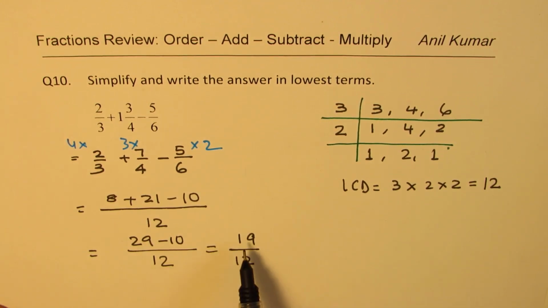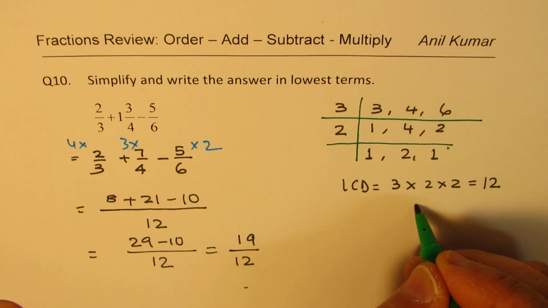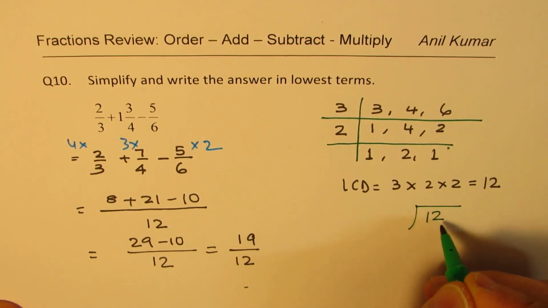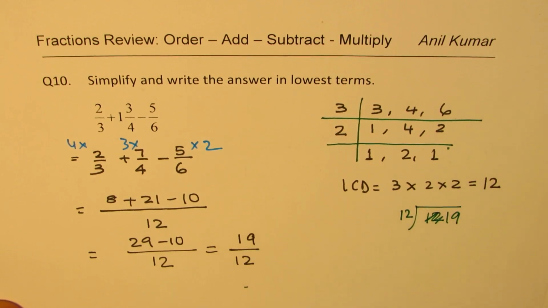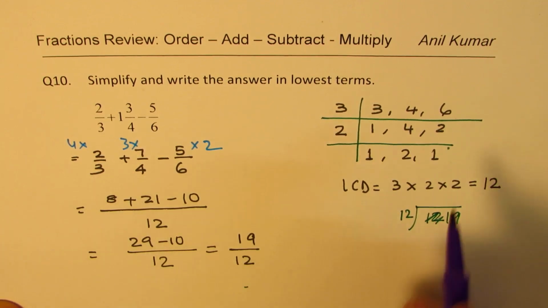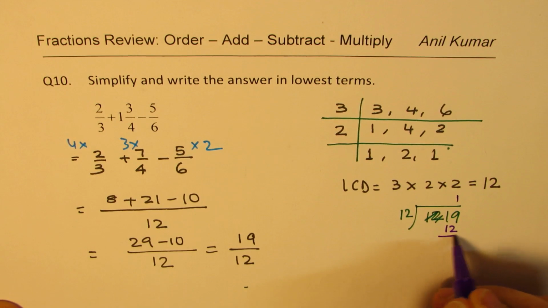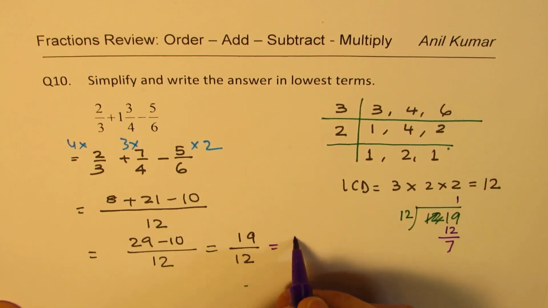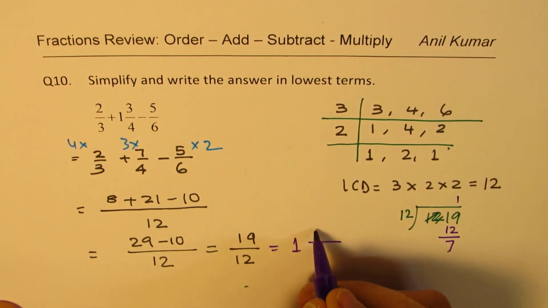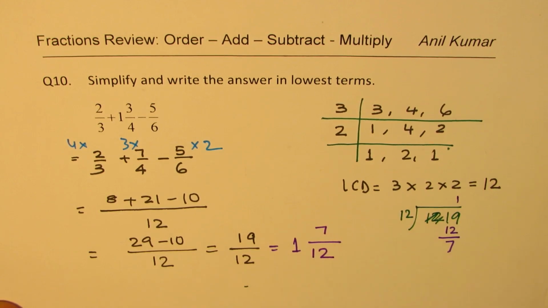Now, 19 over 12, we realize, is an improper fraction. So it's a good idea to divide 19 by 12. So when you divide 19 by 12, what do you get? 12 goes 1 time and the remainder is 7. So we could write this as 1 whole, and 7 is the remainder with 12 as denominator.